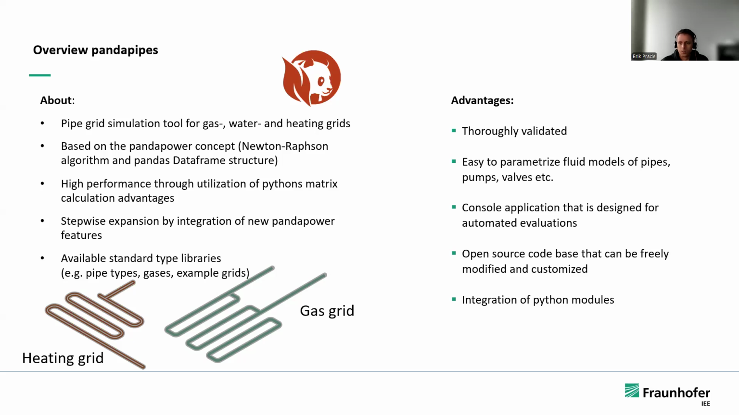And for using this Newton-Raphson algorithm for complicated systems, you basically need to model your equations in matrices, and we use Python's high performance in these matrix calculations to achieve a high performance of pandapipes and pandapower as well. And since it's so closely developed with and from pandapower, if there are new features available in pandapower, we also try to incorporate them in pandapipes, and also vice versa.